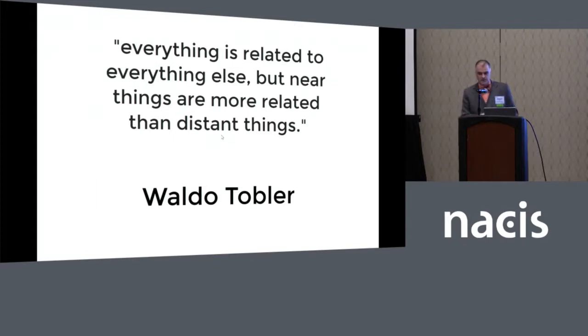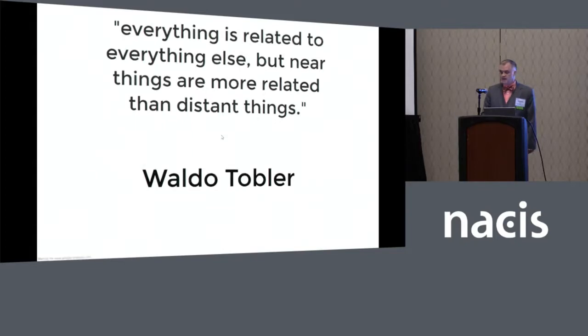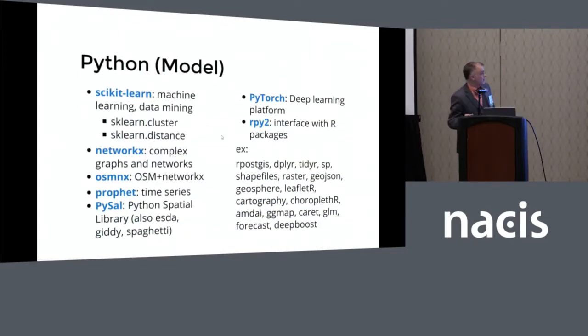So now we're ready to build models. Everything is related to everything else, but near things are more related than distant things. So when we think about distance, in machine learning for Python, scikit-learn has both a module for clustering and one for distance. And these can interoperate, so if I'm using Haversine instead of Euclidean, it'll know about it. If I want a distance between strings for deduplication of data, then I would look at Levenshtein and so on and so forth. For graphs, NetworkX. And if I combine graphs with OpenStreetMap, there's a package called OSMnx.